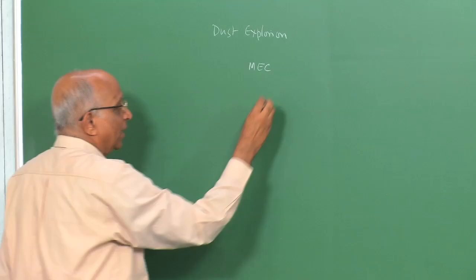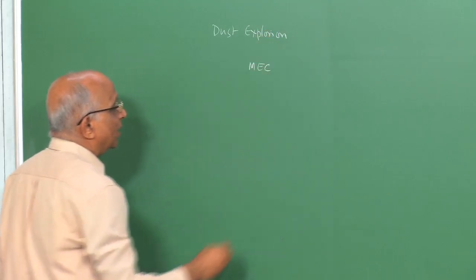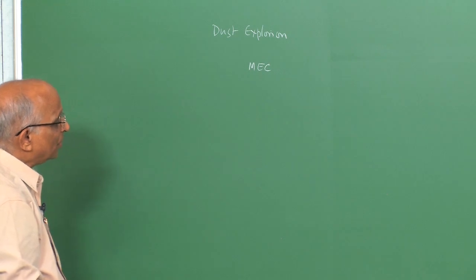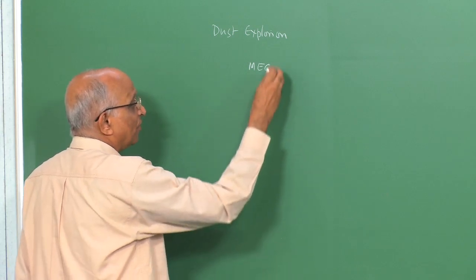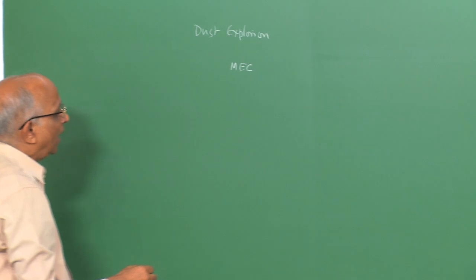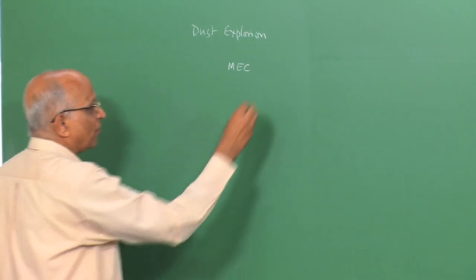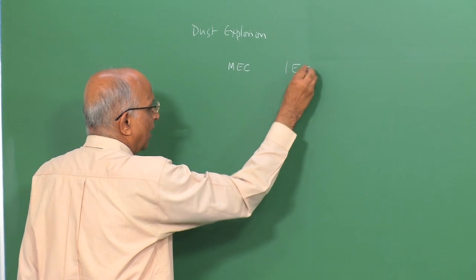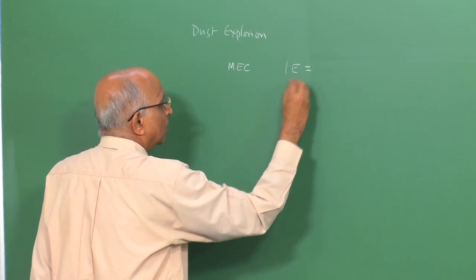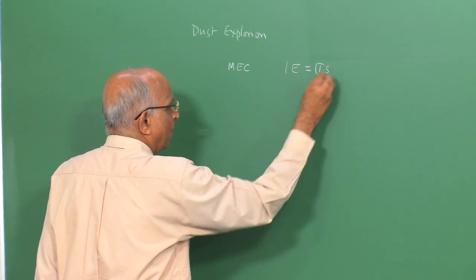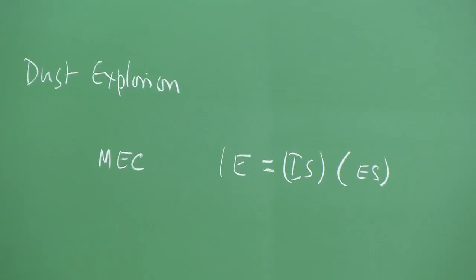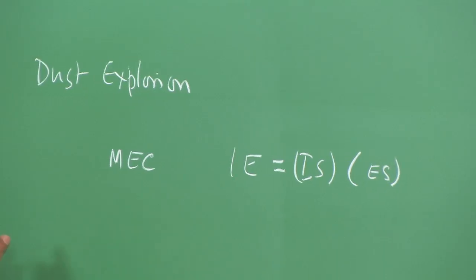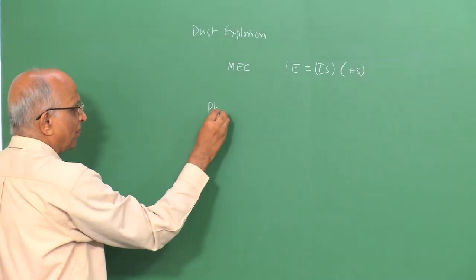In fact, we looked at the sensitivity of the dust mixtures to explosion. We also looked at the consequences of the explosion in terms of its explosion severity, and also defined something like an index of explosibility, which we said is the product of ignition sensitivity and the explosion severity. In today's class, we take a slightly different topic, namely, we look at physical explosions.